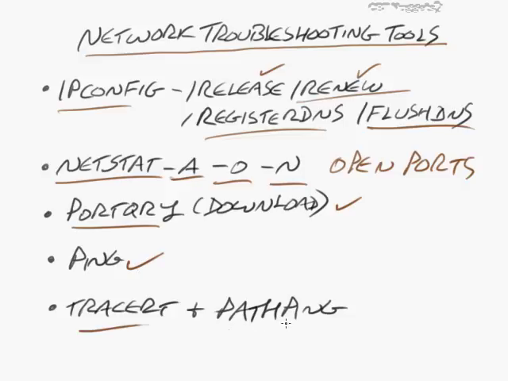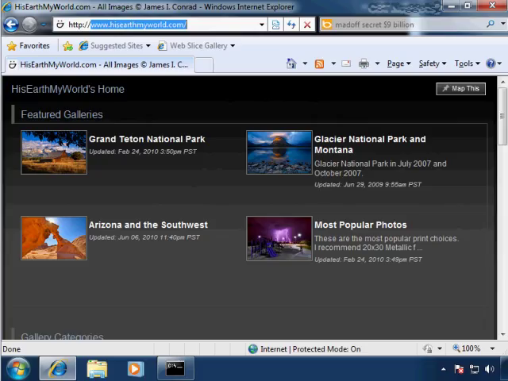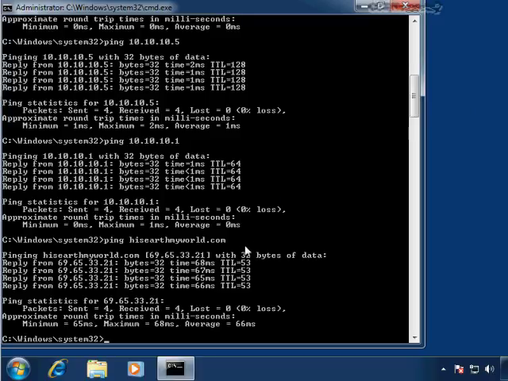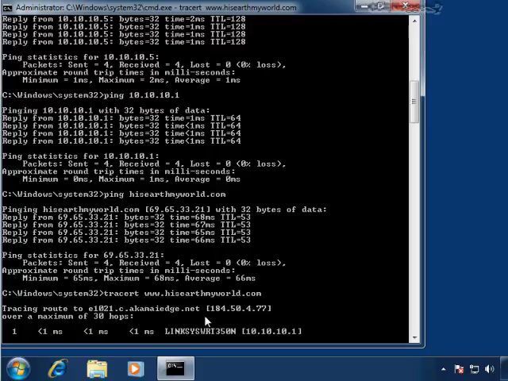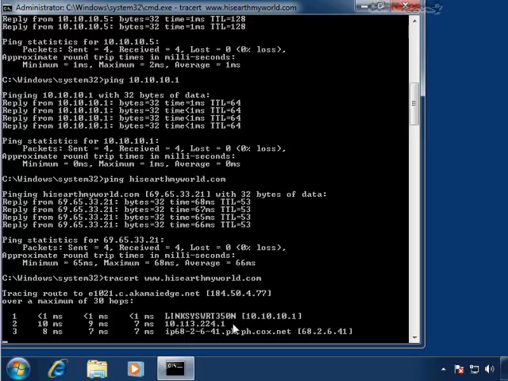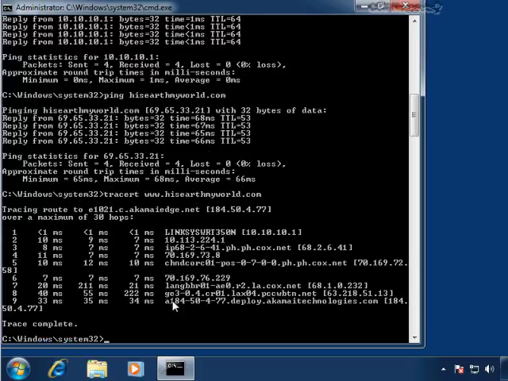You can also use traceroute and path ping, which really mostly do the same thing. Traceroute is probably more commonly used, and we've used this for a long time among old versions of Windows. Let me show you that one. And I'll just do it to the same location, www.hisearthmyworld.com. And what it does is it identifies all the hops that it has to go through, starting with my own home router, which is the Linksys item right here, and then on through my ISP until it eventually gets to the destination computer. And then it would identify that the trace is complete.